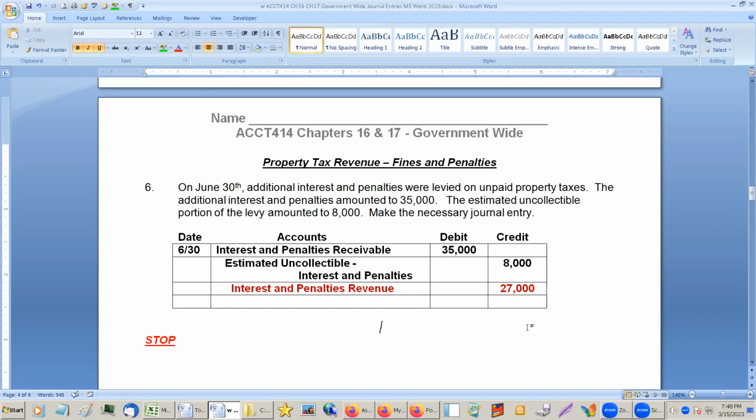So you levy these, and just like levying the taxes, once you levy them, you'll pick them up as revenue. It still follows the same rules, though, that they would have to be collected in the 60 days after year end to be counted as revenue. The same revenue rules apply.